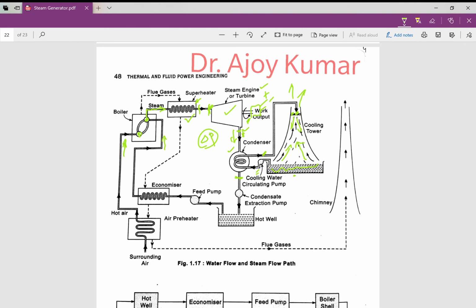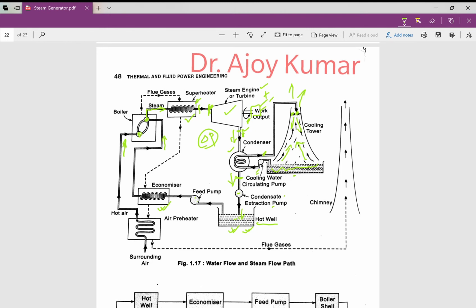right? Now see this condensate extraction pump, it sucks this condensate and supplies it to this hot well. As such, there is no special function of the hot well, just to store this water over here, right? Now this water is supplied through a feed pump to a device called economizer.